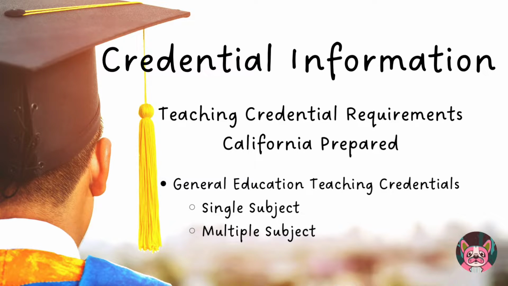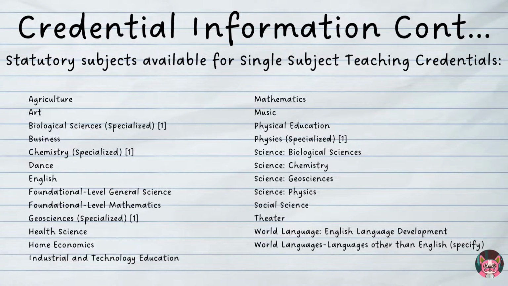adults. The multiple subject teaching credential authorizes the holder to teach all subjects in a self-contained classroom, such as the classrooms in most elementary schools, in grades preschool, K through 12, or in classes organized primarily for adults. In addition, the holder of a multiple subject teaching credential may serve in a core or team teaching setting. The statutory subjects available for single subject teaching credentials are as follows.